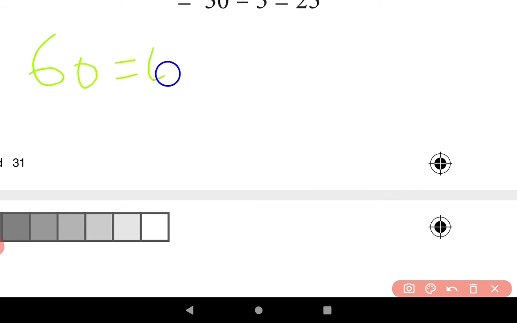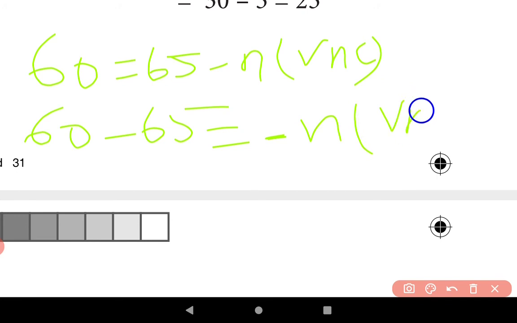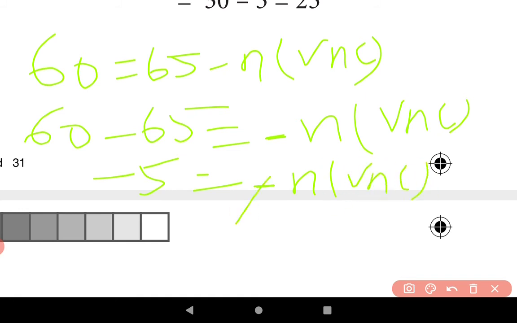60 is equal to 65 minus number of V intersection C. Now when I take this 60 to the other side, plus 60 becomes minus 60, minus number of V intersection C. So minus 5 is equal to minus number of V intersection C. This minus will go off on both sides. We get number of V intersection C is equal to 5. So the people who are holding both vanilla and chocolate ice cream is 5.